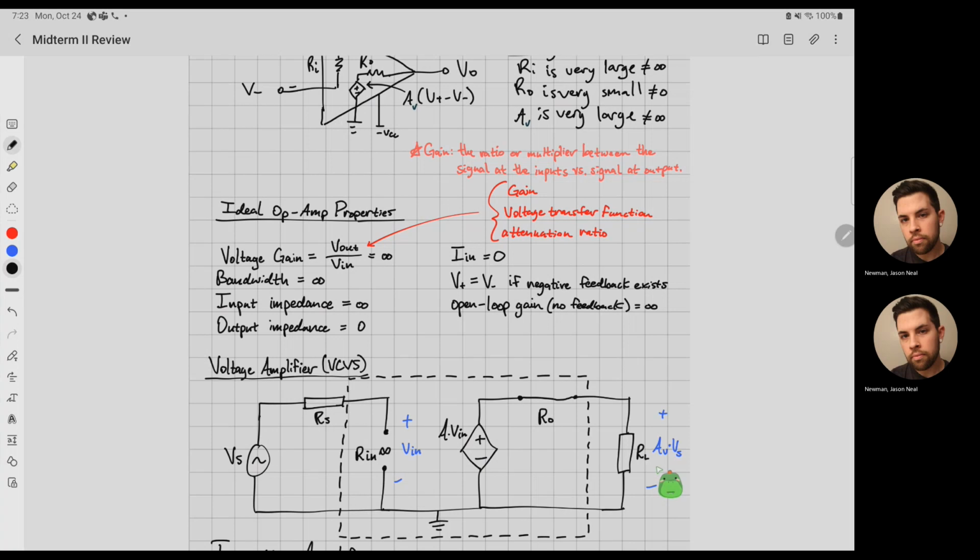I hope I explained that well enough, but I kind of wanted to do this demonstration so you can understand a little bit more what's going on inside of an op amp.